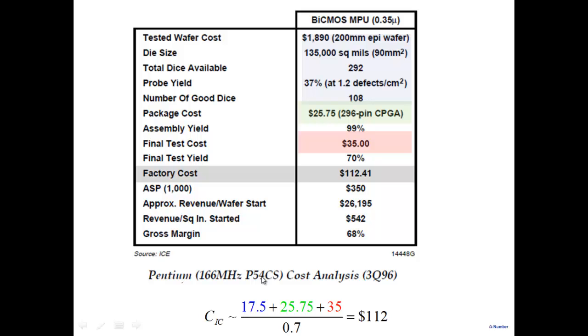Now, interestingly, look at the next number, the package cost. The package is more complicated, more complex package, 25.75 is the package cost. Even more interesting is the test cost, $35 here. And so the overall cost comes out to be $112 for this microprocessor. $112, look at the cost breakup. The cost of the die itself is 17.5. The cost of package, very, very important, is 25.75. And even more important, something that we don't realize, the cost of testing is so high, $35.